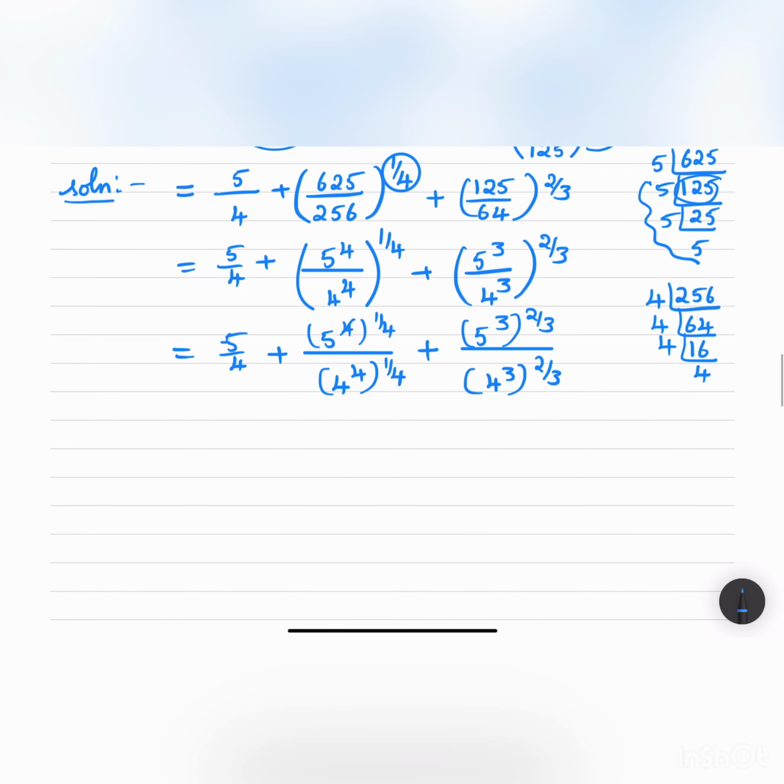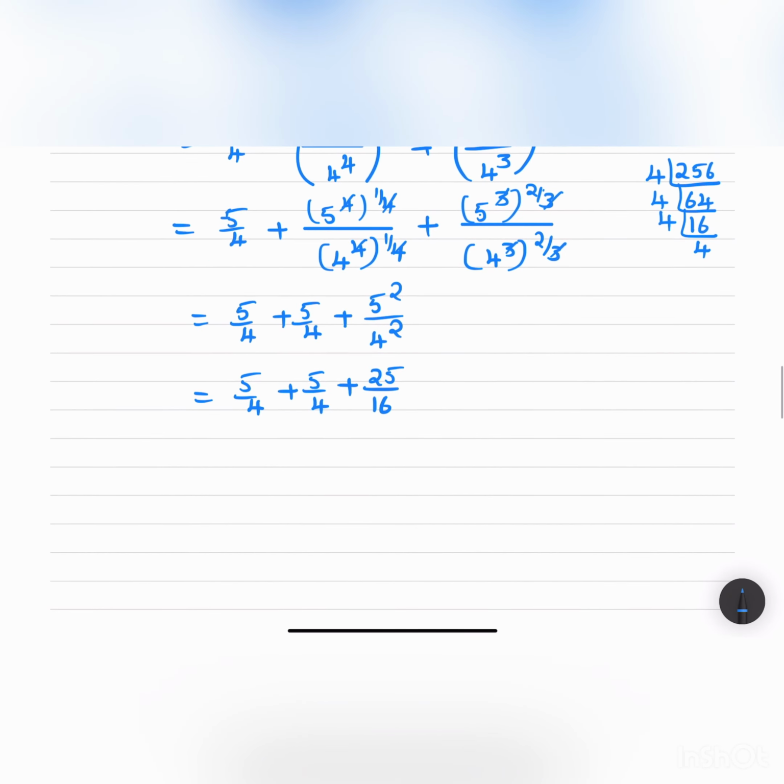And this 4 and 4 will cancel, 3 and 3 here will cancel. And we are left with 5 by 4 plus 5 by 4 plus 5 square by 4 square. Next, we can write 5 by 4 plus 5 by 4 plus 25 by 16, since 5 square is 25 and 4 square is 16.